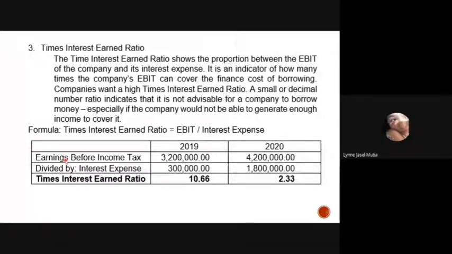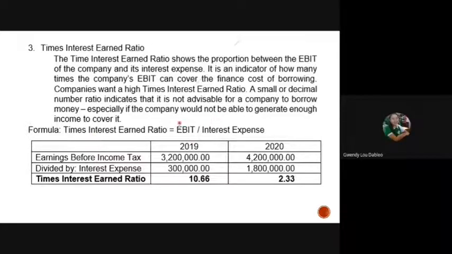Times interest earned ratio. The times interest earned ratio shows the proportion between the EBIT of the company and its interest expense. It is an indicator of how many times the company's EBIT can cover the finance cost of borrowing. Companies want a high times interest earned ratio. A small or decimal number ratio indicates that it is not advisable for a company to borrow money, especially if the company would not be able to generate enough income to cover it. Formula: times interest earned ratio equals EBIT divided by interest expense.